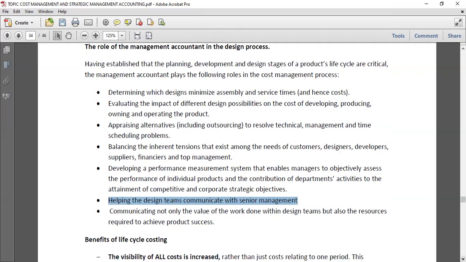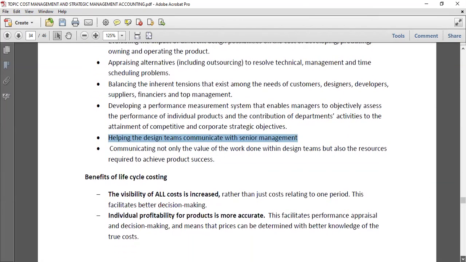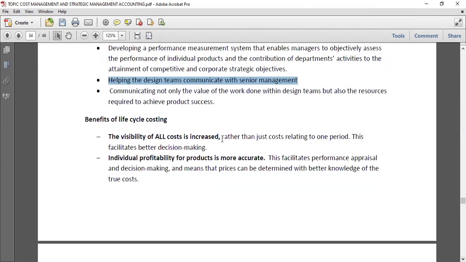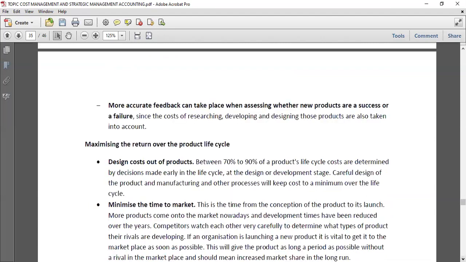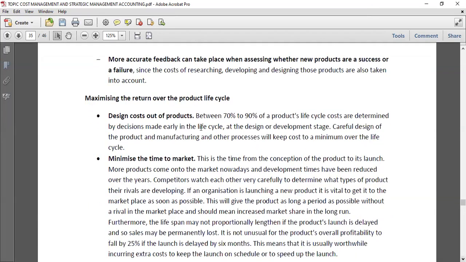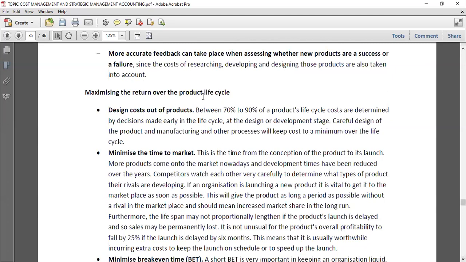Like that. Then we have, of course, the benefits of life cycle costing. We are saying the visibility of all costs is increased, okay? Because we're able to look at the overall product life cycle. We're also able to look at the individual profitability of each product, because we're not just looking at the product for a very short time, but we are looking at it for the overall time until its decline, okay? So as you can see, also just looking at how to maximize return over the product life cycle, okay?